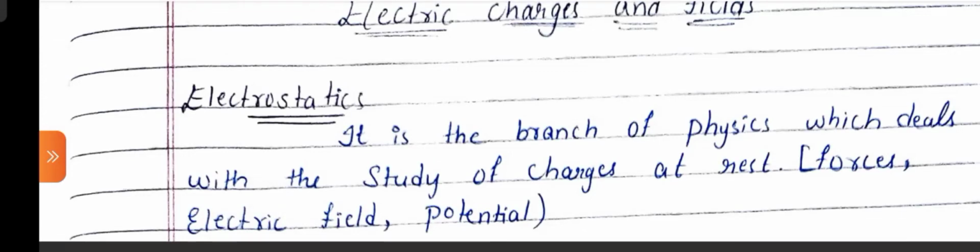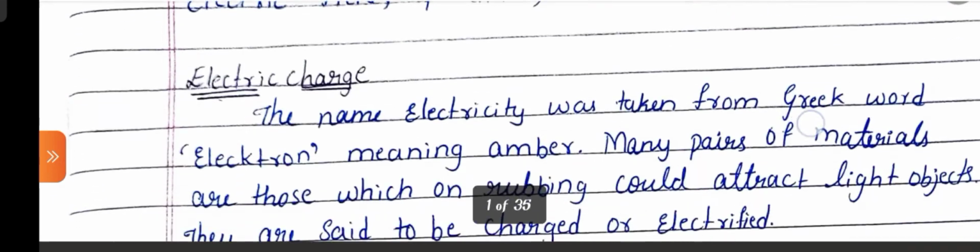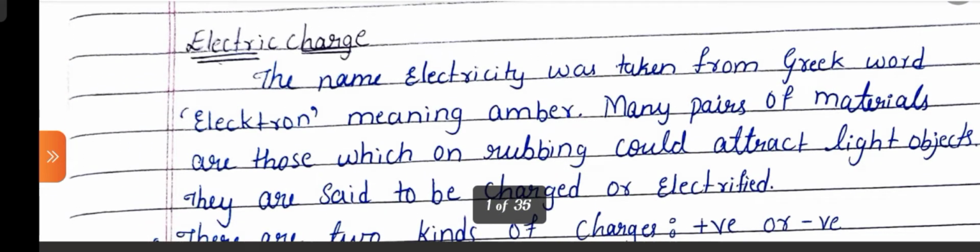In this video we are going to see chapter 1, electric charges and fields. Physics class 12. So first we have to know what is electrostatics. It is a branch of physics which deals with the study of charges which are at rest. So in this chapter we are going to deal completely with charges which are at rest. So the first topic we are going to deal with here is electric charges.